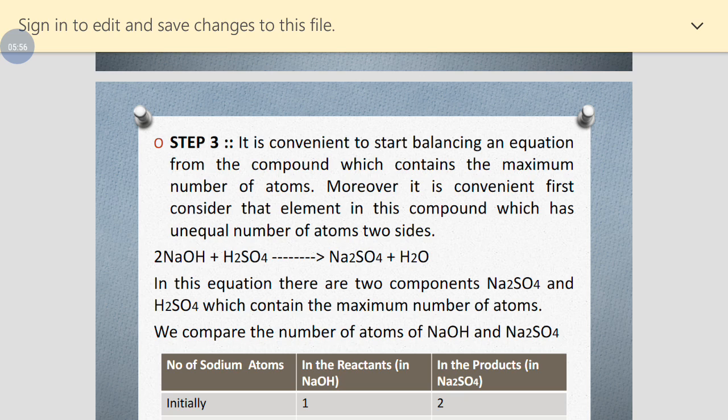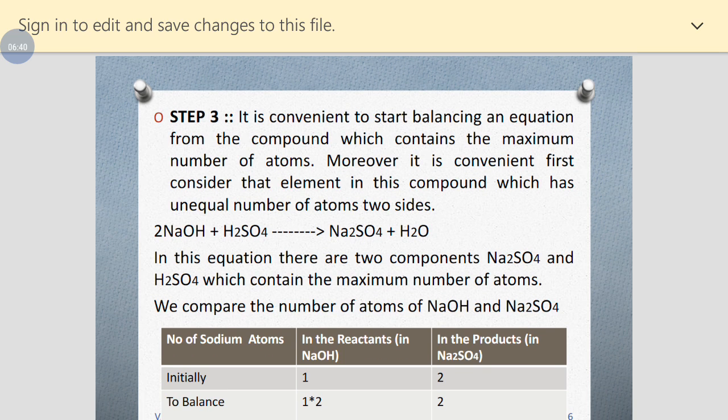Step 3: It is convenient to start balancing an equation from the compound which contains the maximum number of atoms. Moreover, it is convenient to first consider the element in this compound which has an unequal number of atoms on the two sides. In the chemical equation NaOH plus H2SO4 is equal to Na2SO4 plus H2O, there are two compounds, Na2SO4 and H2SO4, which contain the maximum number of atoms.